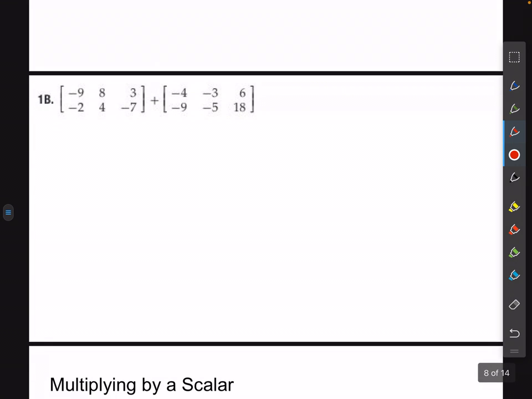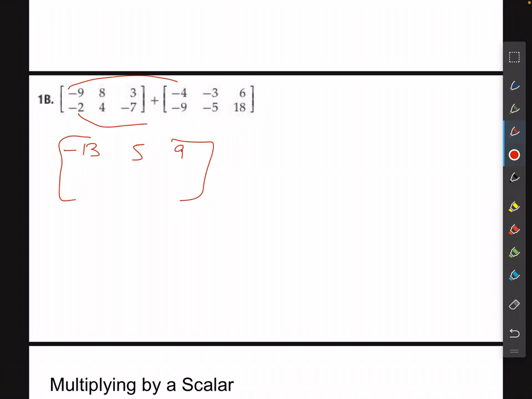1B, and in your books, this could be example 1, or it could be example 2, because I think with the updated textbooks, this turned to example 2, so don't let that confuse you either. Not sure what it is in your notes, but here we go for another one. If I'm adding these now, -9 plus -4 gives me -9 minus 4, which is -13. Okay, 8 plus -3 is just going to give me 5. 3 plus 6 is going to give me 9.